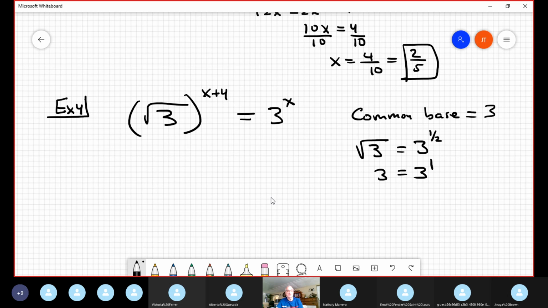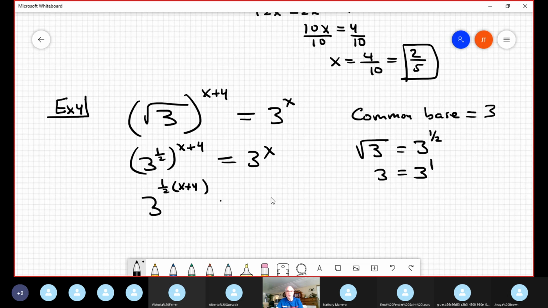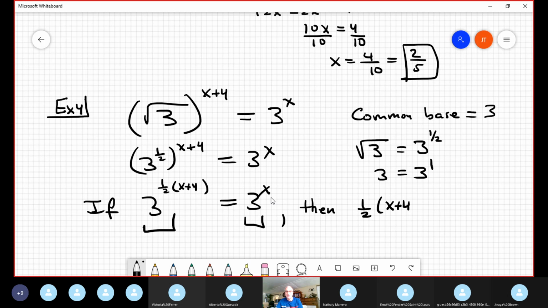And so you replace: this is 3 to the 1/2, raised to the x plus 4, is equal to 3 to the x. Multiplication of the exponent: 3 to the 1/2 times x plus 4 equals 3 to the x. If we have two exponential functions and the base is the same, then the exponents are the same. And magically, we convert the exponential equation to a linear equation.